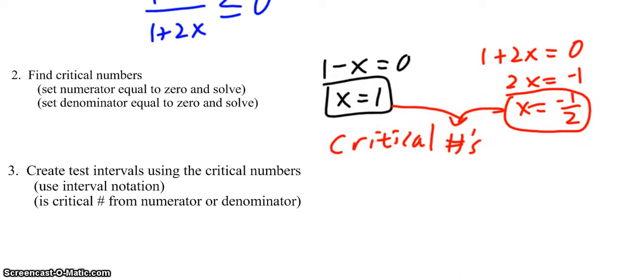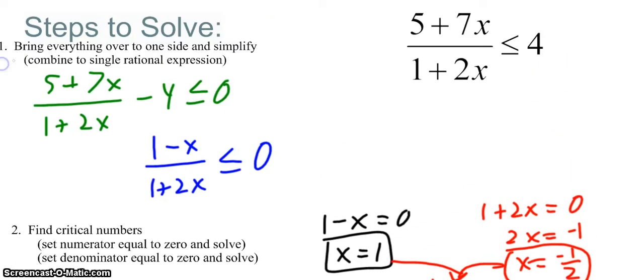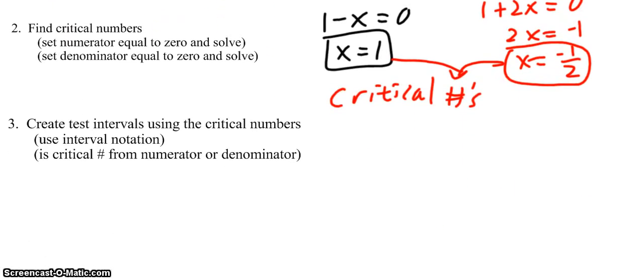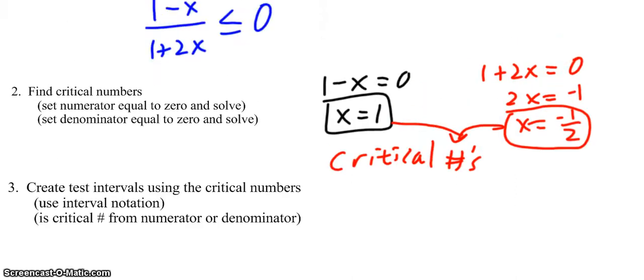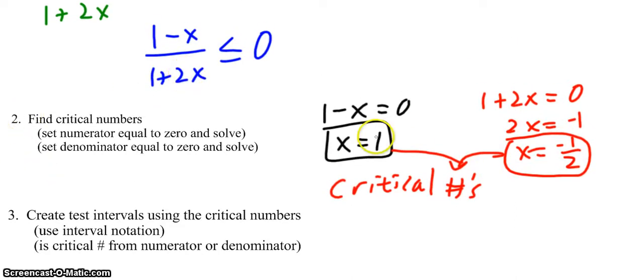Next step, again, this should be familiar now. We are going to create test intervals using the critical numbers. We want to use interval notation, just like we did with polynomials, and we also have to pay attention to, is the critical number from the numerator or the denominator? Why do we care about that? Well, let's look. So keep in mind, this was a less than or equal to problem. Okay, so that means we're going to use brackets. So I have negative 1/2, which came from the denominator, and I have 1, which came from the numerator.